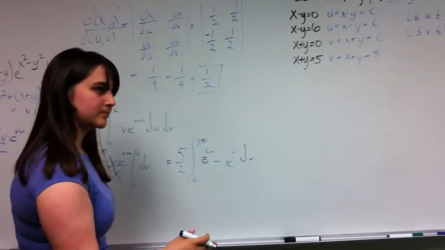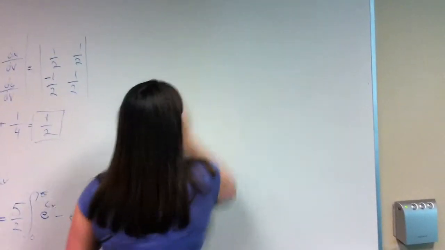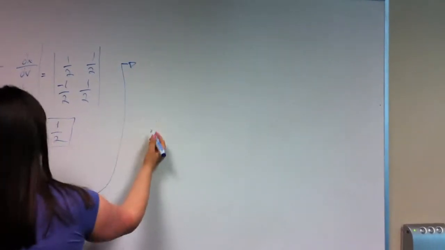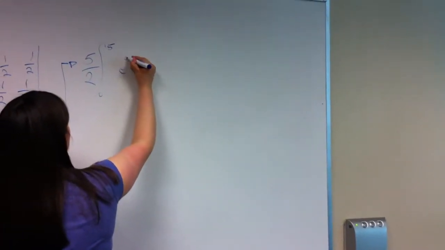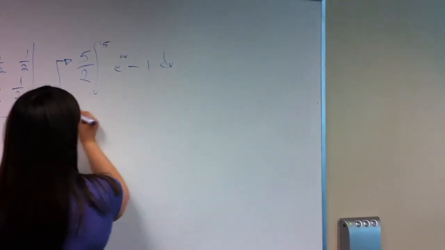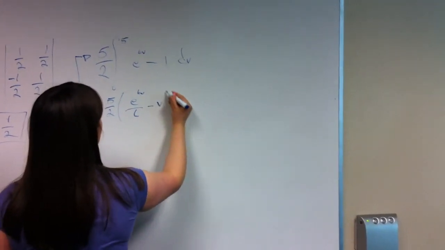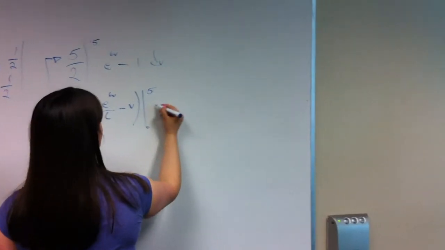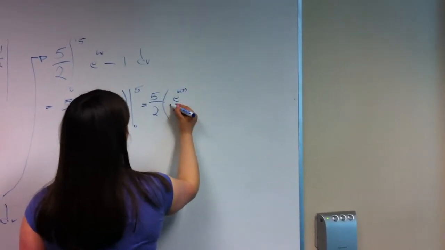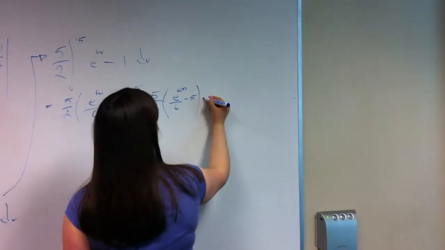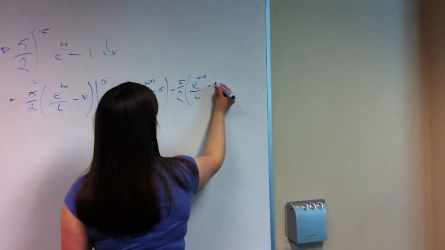Let's move it up here. And we have 5/2 from 0 to 5, e to the 6v minus 1 dv, which equals 5/2 times e to the 6v over 6 minus v, evaluated from 0 to 5, which equals 5/2 times e to the 6 times 5 over 6, minus 5, minus 5/2 times e to the 6 times 0 over 6, minus 0.